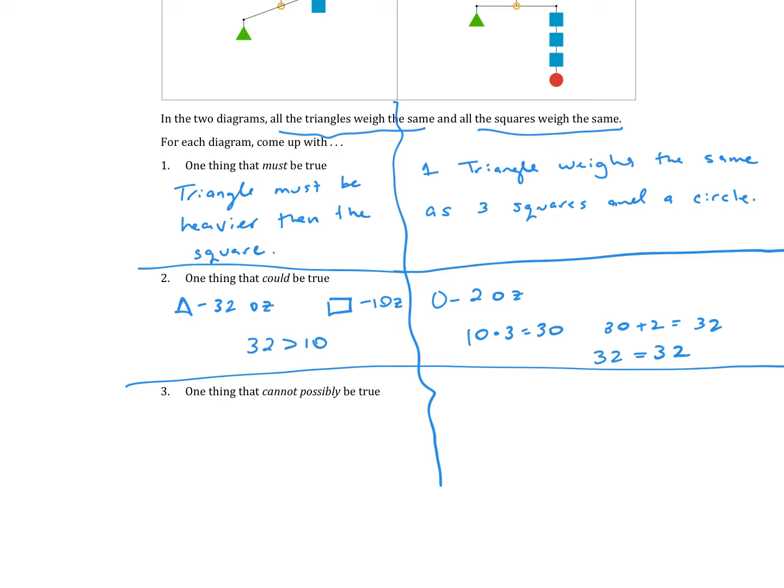One thing that possibly cannot be true, and this actually could go for both of them, not just one of them, we could possibly say that the triangle and the square do not weigh the same. Okay, it's not possible. We can tell from the first diagram that the triangle has to weigh more than the square.